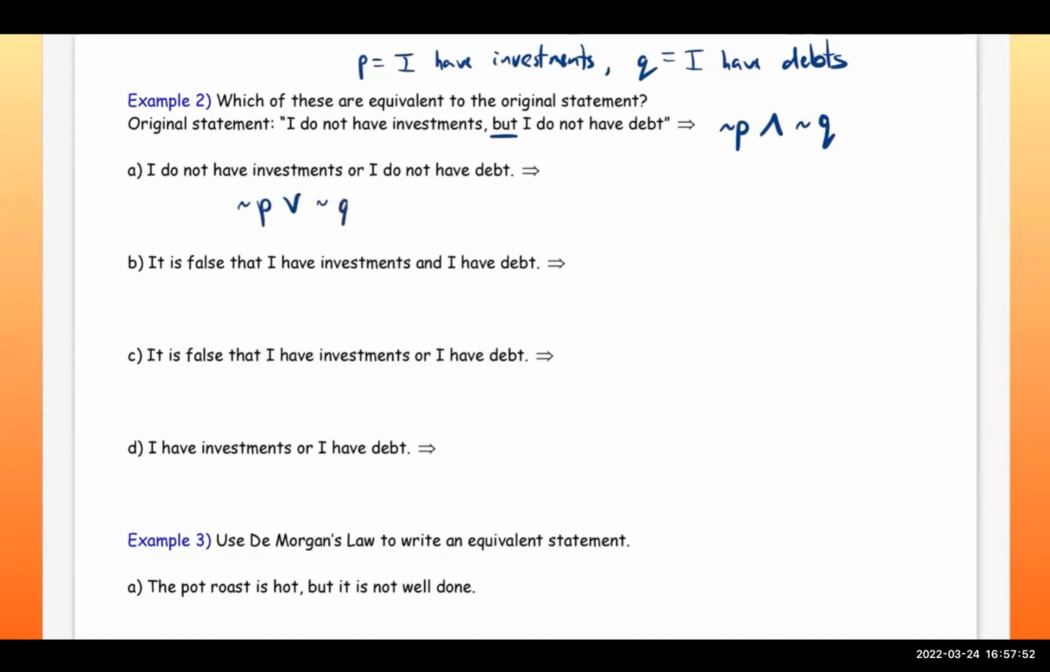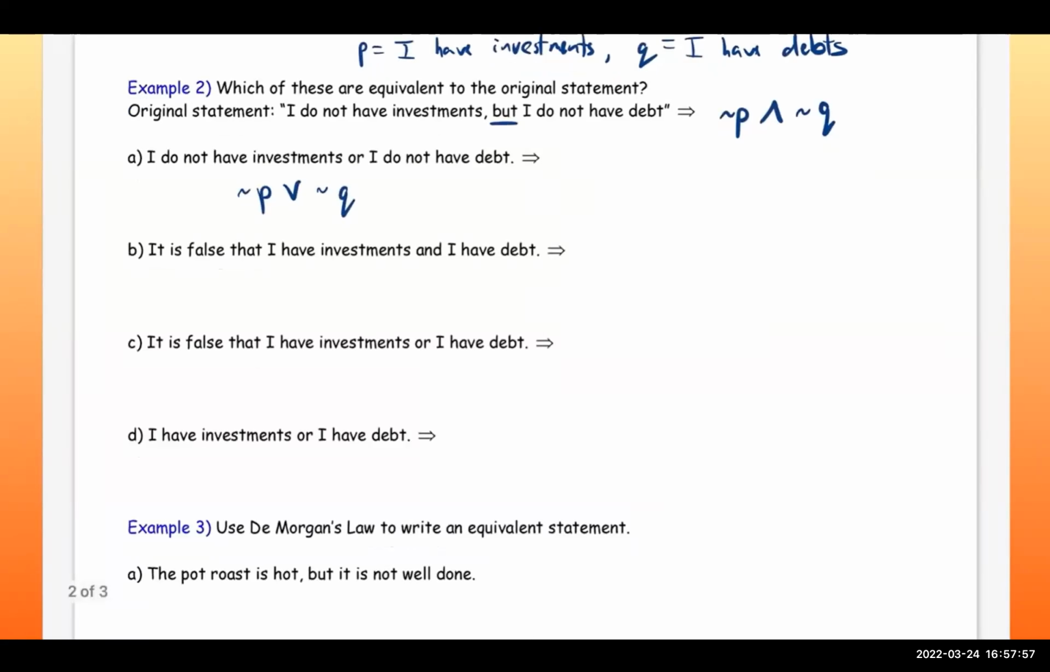It is false that I have investments and debt. So start that off with the negation with the parentheses, and then you write this statement in the parentheses. I have investments, that would be P, and I have debt, Q. All right. Next one, same thing. It is false that. So same thing, negation, parentheses. I have investments, that's P, or I have debt, that's Q.